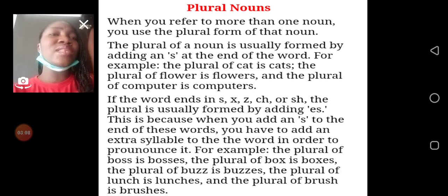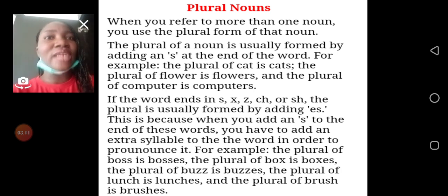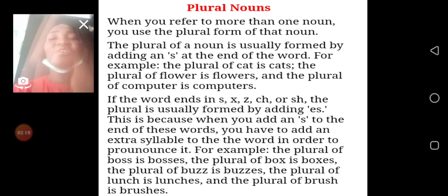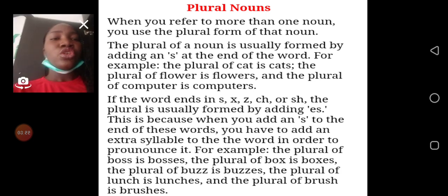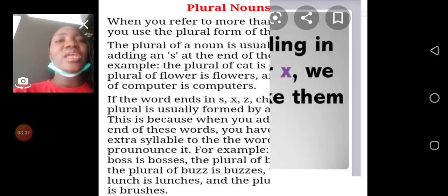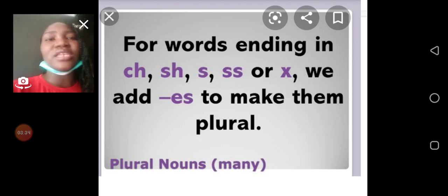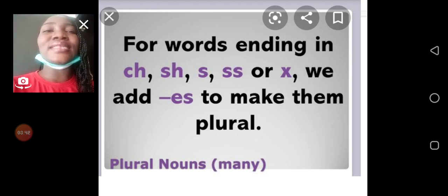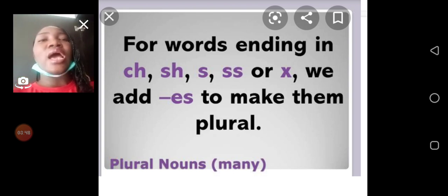But when you add another syllable to it, the es, then you'll be able to stress the word. It will be boxes and not box again. You'll be able to differentiate between the singular and the plural. So the plural of bus is buses, the plural of lunch is lunches, and the plural of brush is brushes. So let's move on. Just like what I just said, when a word ends with ch, ox, we add es to make their plural.